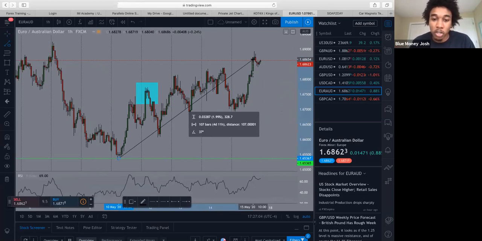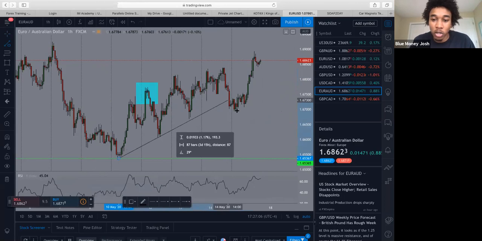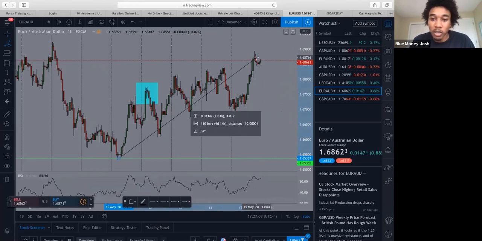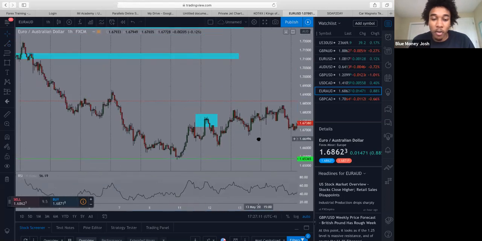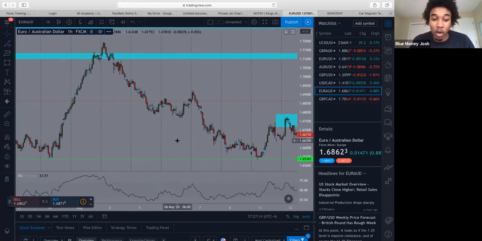Still, you would still be in this trade now. It went up, follow market structure, it hasn't broken. You'd still be in this. That's what you want to look for as far as entering on wicks. That's how I've caught wick entries.